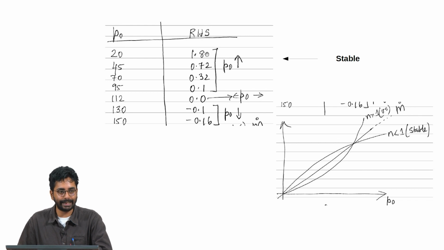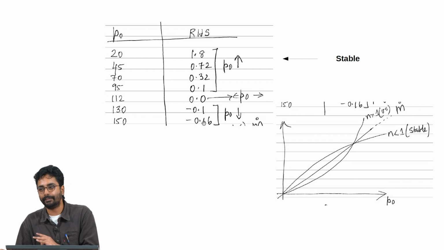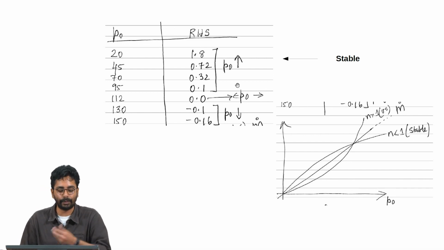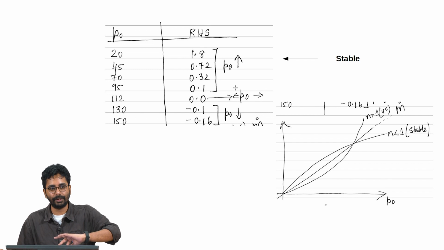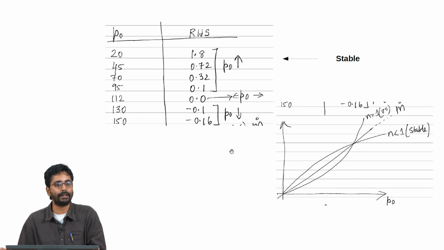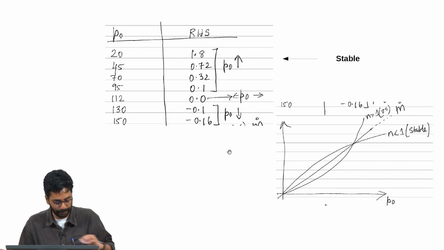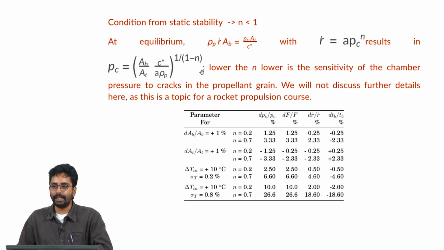So, for n less than 1, at pressures lower than the equilibrium pressure, the right hand side is positive, and you are pushed to the equilibrium point. For pressures greater than the equilibrium pressure, the right hand side is negative, and again you are pushed to the equilibrium point. If n is greater than 1, this order will be flipped, so you will be pushed away from the equilibrium point. Therefore, the equilibrium point for n greater than 1 is unstable. So, the condition for static stability is that the index must be less than 1. At equilibrium, the left hand side, dPc/dt, is 0, and the mass generation rate is balanced by the mass outflow rate.